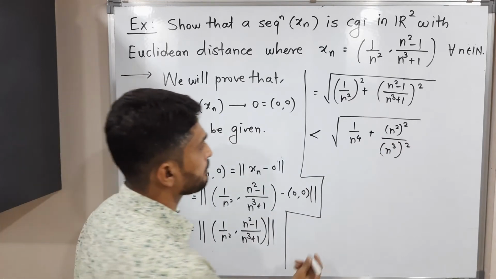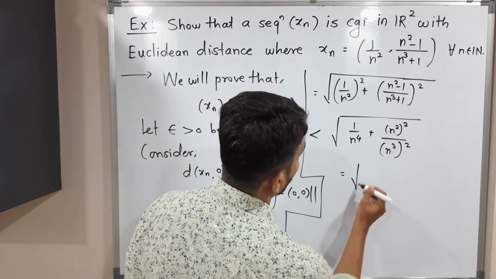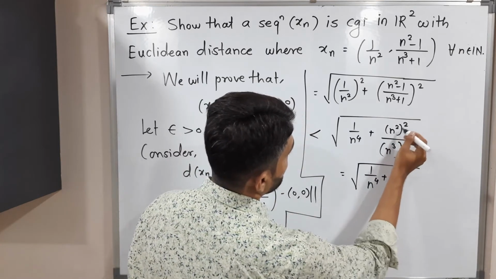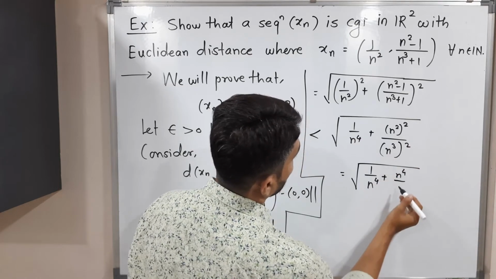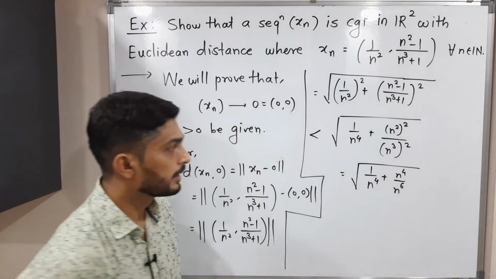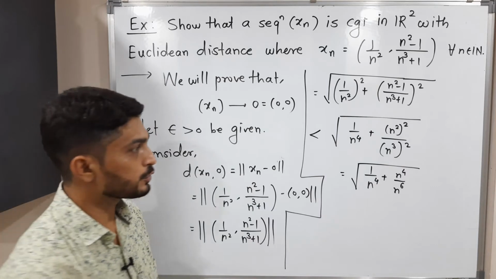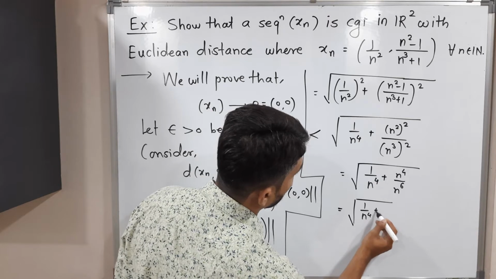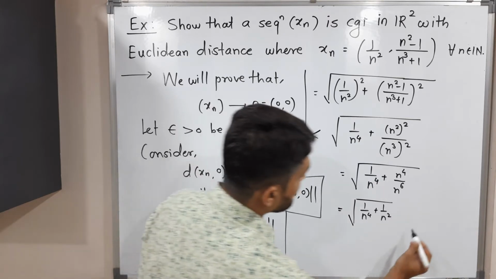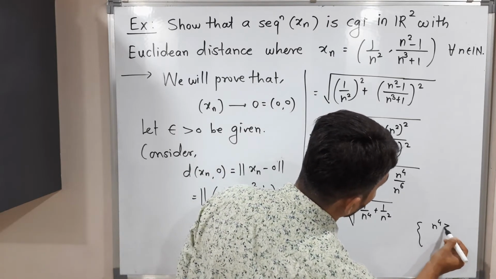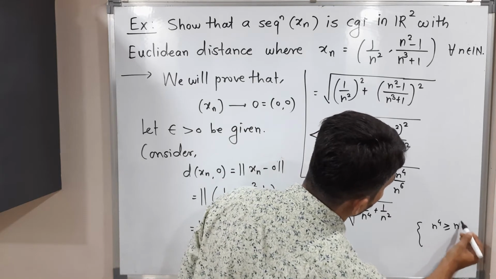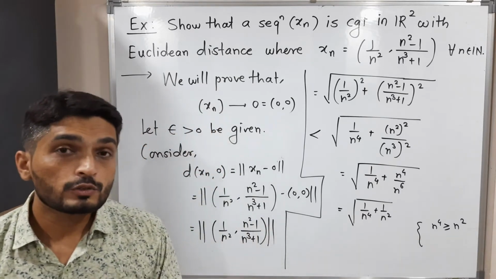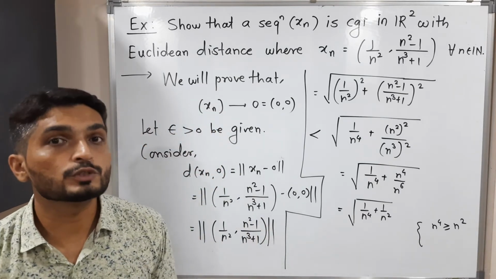Let us simplify it further. This is equal to square root of 1 upon n raised to 4, plus the square of n square, that means n raised to 4, in the denominator we will have n raised to 6. Definitely we can cancel n raised to 4 with n raised to 4. So this is equal to square root of 1 upon n raised to 4 plus 1 upon n square. You know that n raised to 4 is obviously greater than or equal to n square, where n is a natural number. So this type of inequality we have. If you take the reciprocal, exactly the opposite inequality we will have.